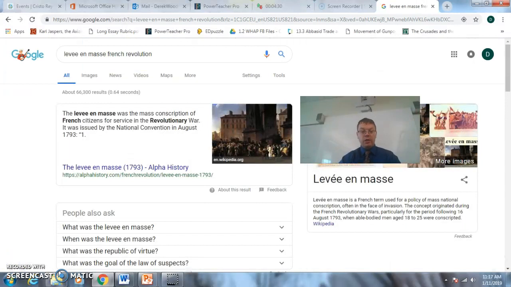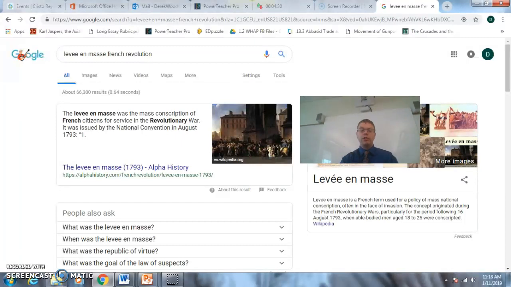Levée en masse was the mass conscription of French citizens for service in the Revolutionary War. Basically, it's a French term meaning that soldiers had to fight in the war for France. What war? France has a revolution. There are other empires on its borders who try to take advantage of this and take some land away from France. And the response is that France says everyone needs to fight for the revolution. Everyone needs to fight for France.